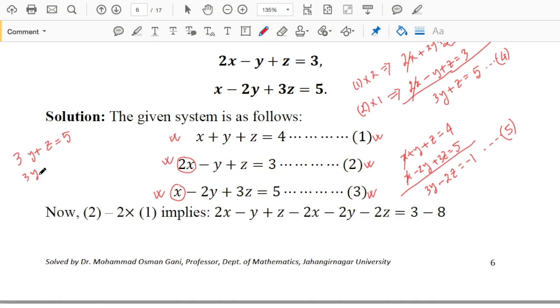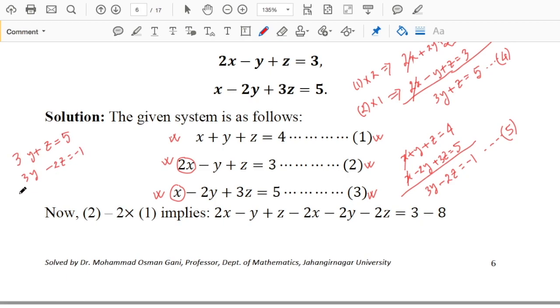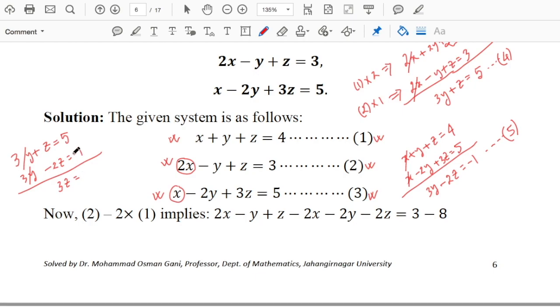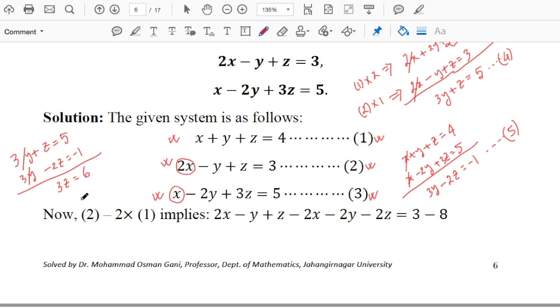So 3y minus 2z equal to minus 1. That gives us 3y will cancel, z minus 2z, it means 3z, which is equal to 5 minus 1, which is 6. Therefore z equal to 2.